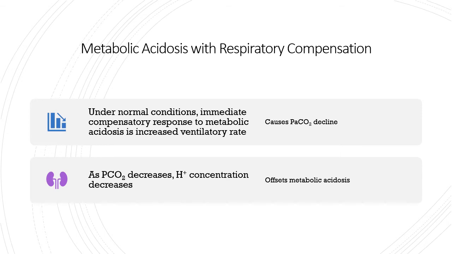Let's talk about metabolic acidosis with respiratory compensation, or partially compensated metabolic acidosis. Under normal conditions, the immediate compensatory response to metabolic acidosis is an increased respiratory rate. This causes the PaCO2 to fall. As the PaCO2 diminishes, hydrogen ion concentration also decreases, helping to offset the metabolic acidosis.